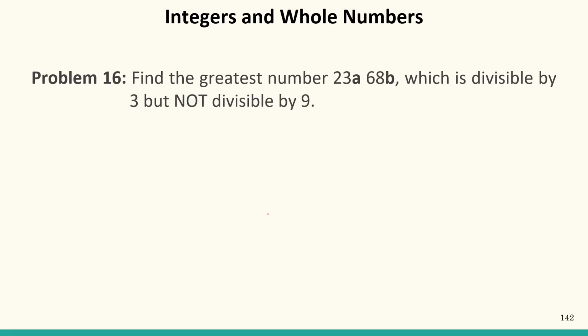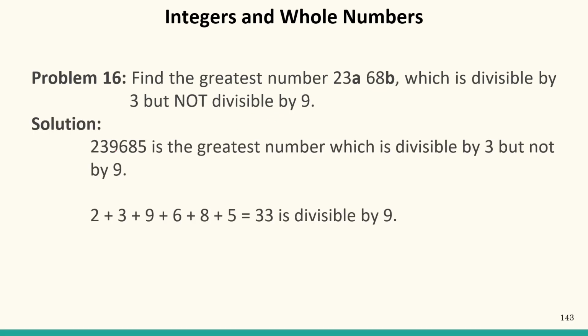Okay, so find the greatest number 23a68b which is divisible by 3 but not divisible by 9. So basically the sum of all the digits should be divisible by 3 and should not be divisible by 9. That is what we want to calculate. So 239658 is the greatest number which is divisible by 3 but not by 9. So how? So 2 plus 3 plus a plus 6 plus 8 plus b. So this is equal to what?